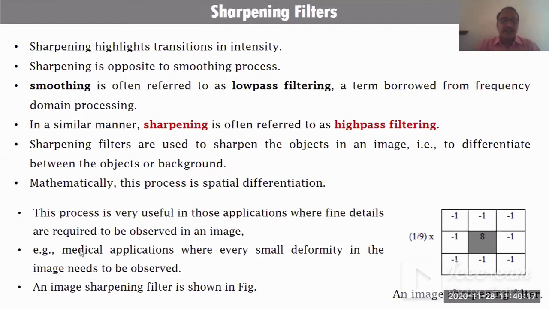Another example is a medical application where a very small deformity in the image needs to be observed. In any medical image, for example an X-ray, MRI scan or CT scan, whatever it may be, the very clear nature of the object is required. In that situation, you can use this high pass or sharpening filter. The image sharpening filter is shown here. This is one example.